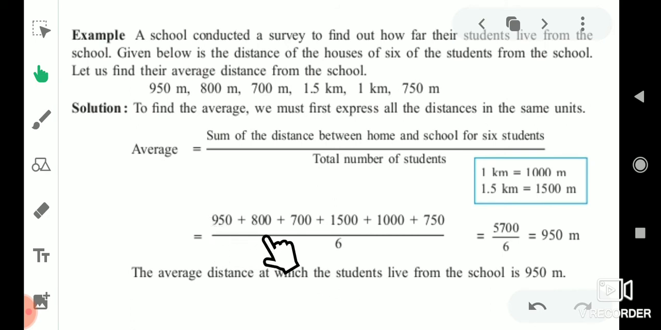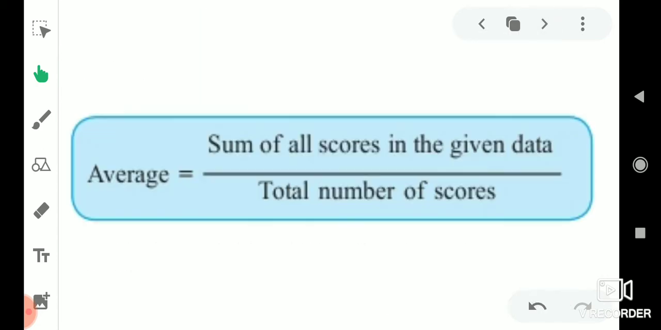Simply add: 950 plus 800 plus 700 plus 1500 plus 1000 plus 750, divided by the total number of values, 1, 2, 3, 4, 5, 6, divided by 6. That is 5700 by 6, which is equal to 950 meters. So the average distance of a student from the school is 950 meters. In these two examples we can see that the formula of average is the sum of all the scores in a given data divided by the total number of values, the total number of scores. Here the data or the values, we can also call them scores.